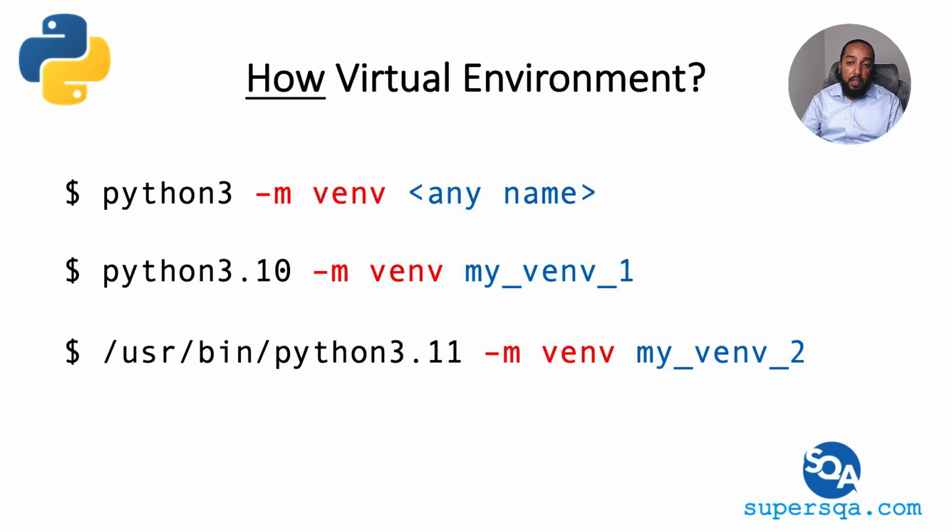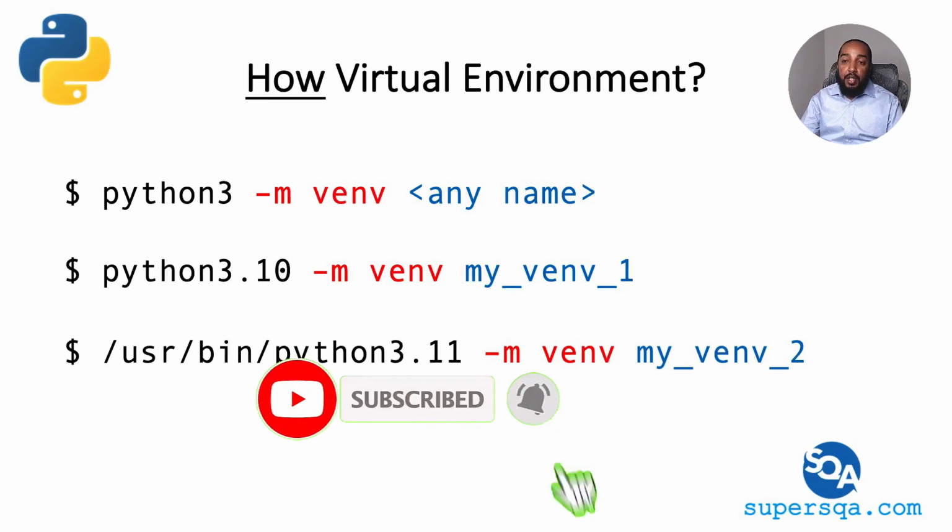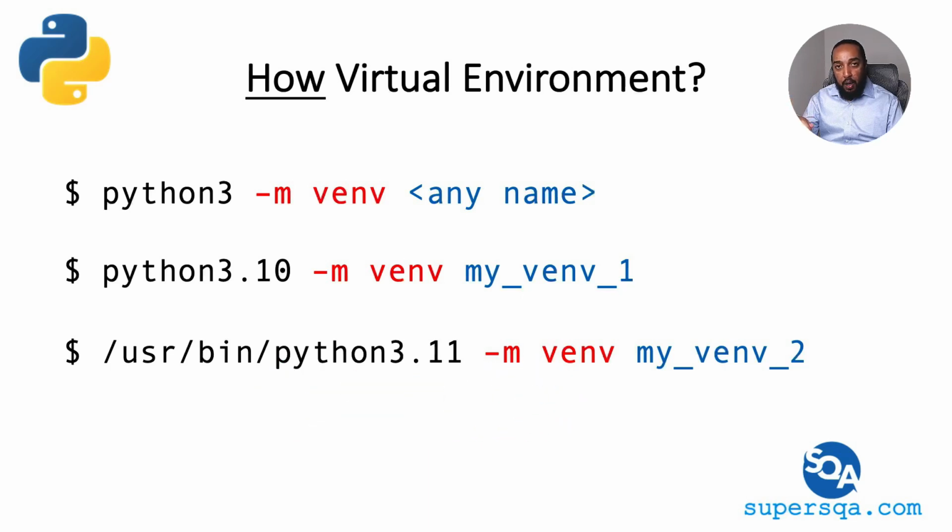So you do python3 -m, for module, venv, and you just give the name of the folder you want. You can give it a full path, so it's going to create a folder, right? It's going to create a copy of your Python and create a folder. If you just give it any name, it's going to create the folder where you are right now. When you run this command, you're going to be in some folder, and it's going to create a new folder in there. Or you can give it a full path of the folder you want created.